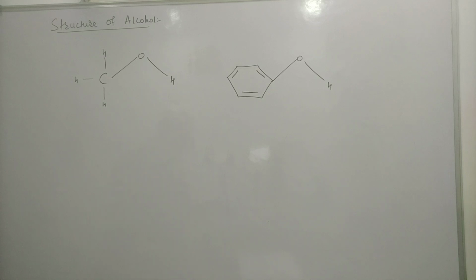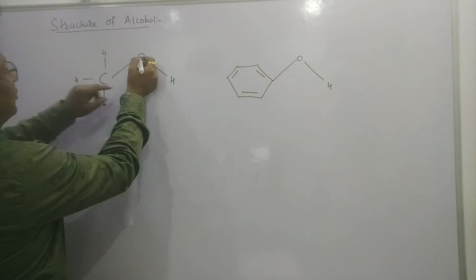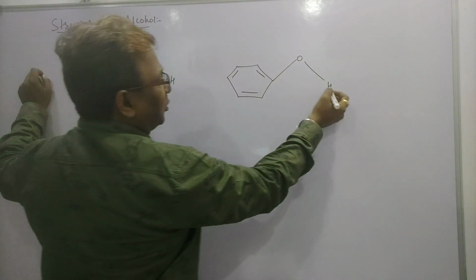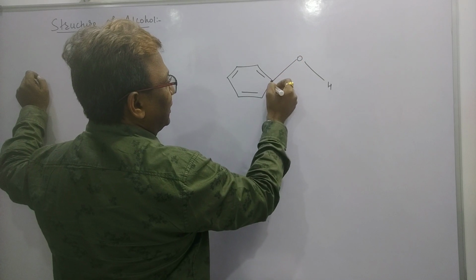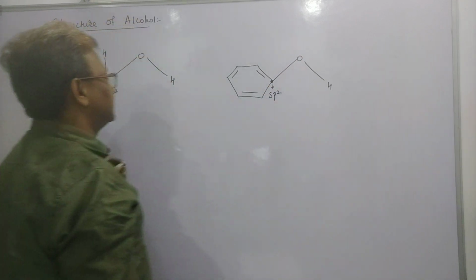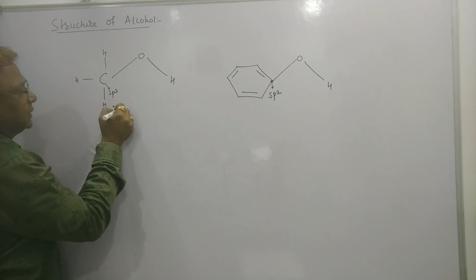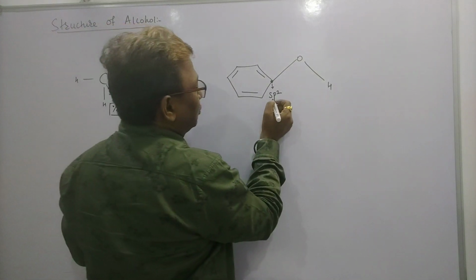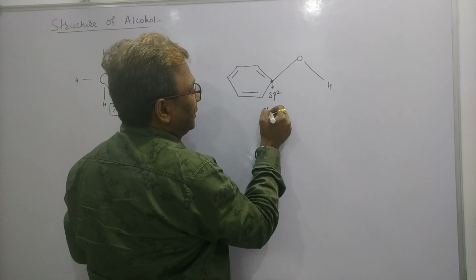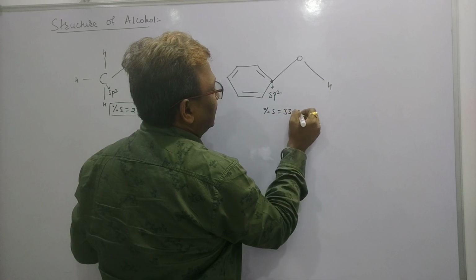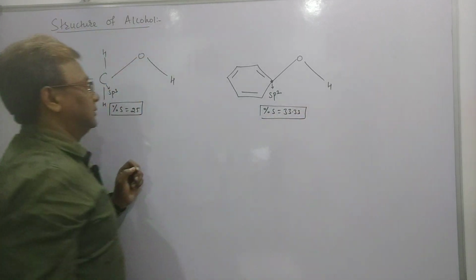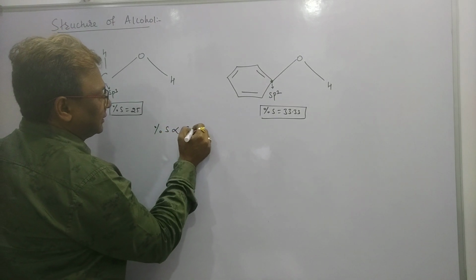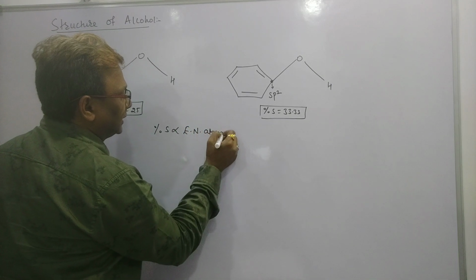Just in this case, what do you see here? OH is bonded to the carbon, and this carbon is sp3 hybridized. But in phenol, OH is bonded to a carbon that is sp2 hybridized. Do you know, sp3 hybridized carbon has only 25% s character, but sp2 hybridized carbon has 33.33% s character. And one rule is there, beta: the greater the percentage of s character, the greater the electronegativity.